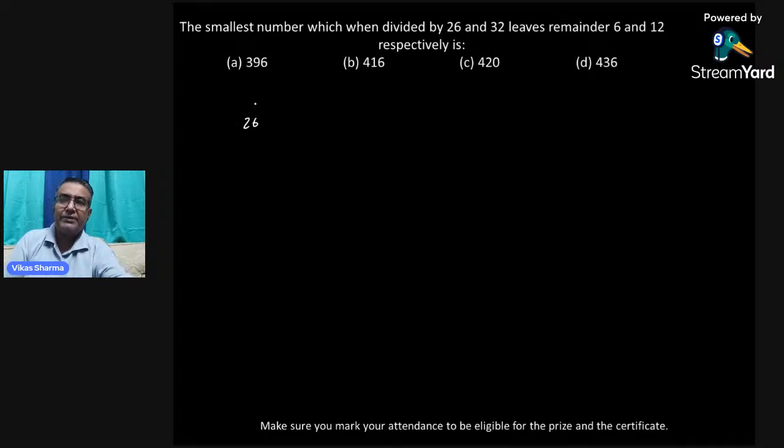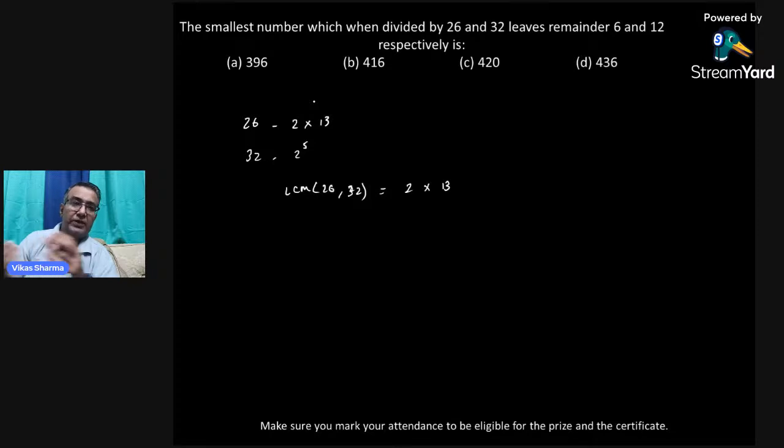So I'm going to prime factorize these two numbers. 26 can be written as 2 times 13, where both 2 and 13 are prime factors. And 32 similarly can be written as 2 to the power 5, that is 2 into 2 into 2 into 2 into 2, which is equal to 32. To find the LCM of 26 and 32, we list all the prime factors we have, 2 and 13, and we take the highest power of each factor.